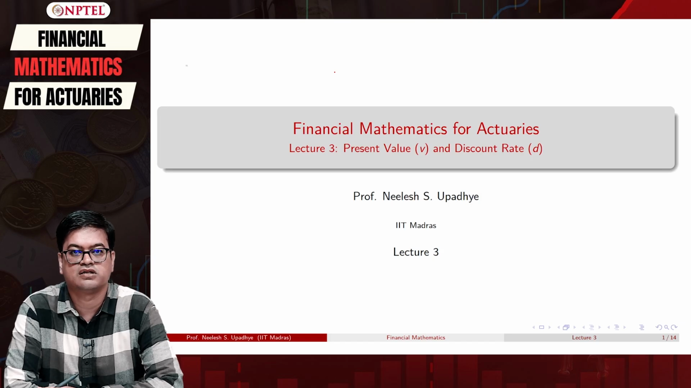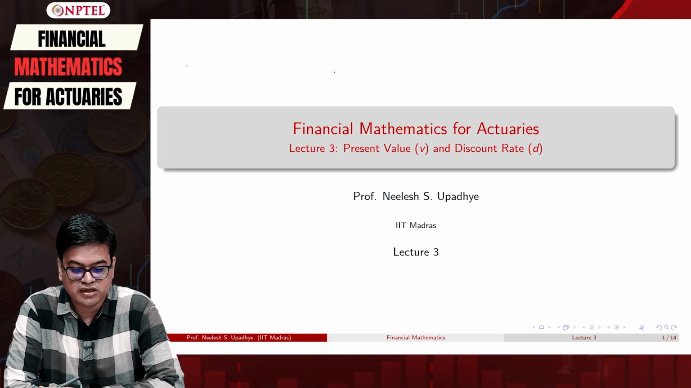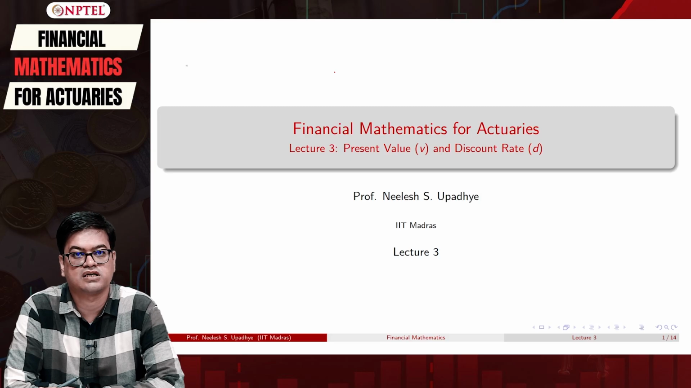Welcome back to the third lecture on financial mathematics for actuaries. Today we are going to cover two important concepts. One is present value, second one is discount rate. Before starting, let us quickly review what we have covered.